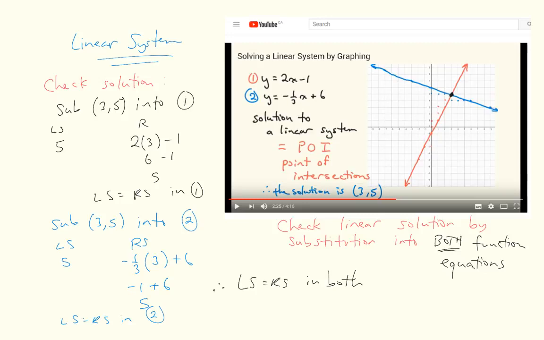and therefore (3, 5) is the correct solution. Right? It makes both of them true, and therefore it must be the solution to the system.